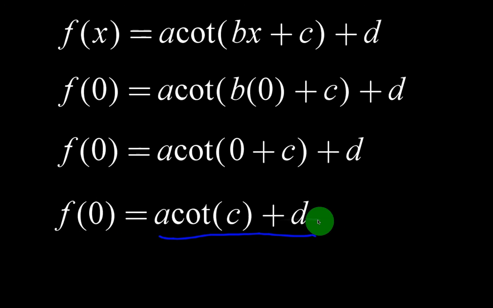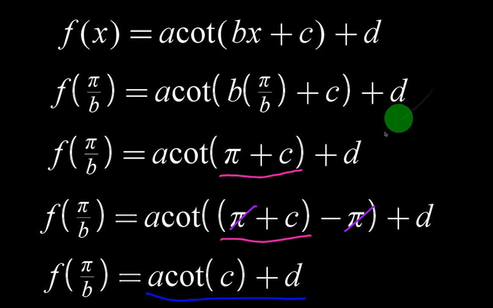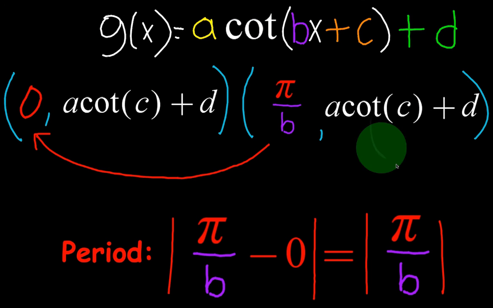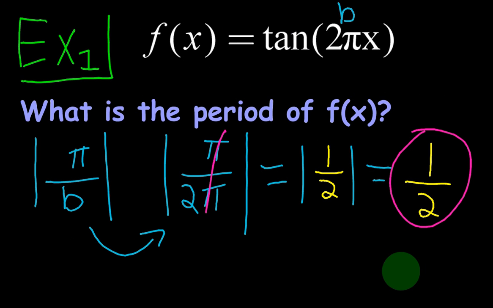The proof is exactly the same as for tangent, as far as you getting the same y values if you introduce a c and a d. Exactly the same proof, actually. So, no matter what modifications, the period of cotangent is always going to be absolute value of pi over b. Now, without further ado, let's do some examples.